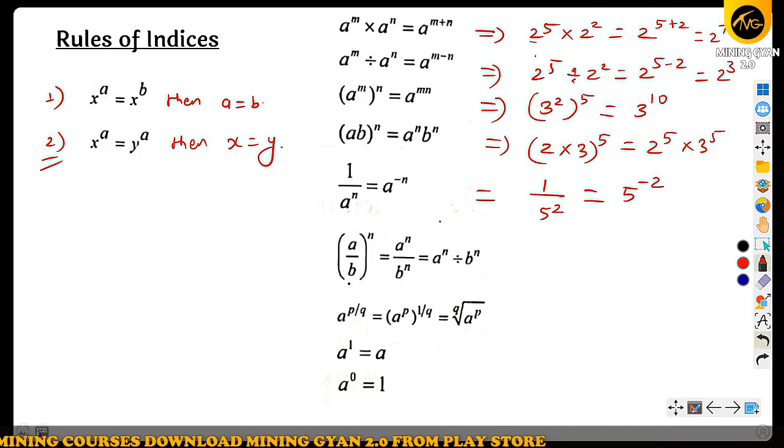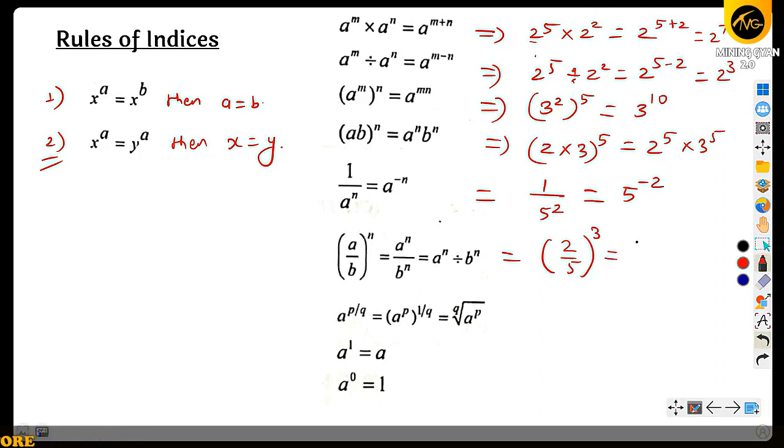Now a divided by b whole power n, that means a power n divided by b power n. Suppose 2 divided by 5 whole power cube is equal to 2 cube divided by 5 cube. We can solve it: 2 cube means 8 and 5 cube is 125.